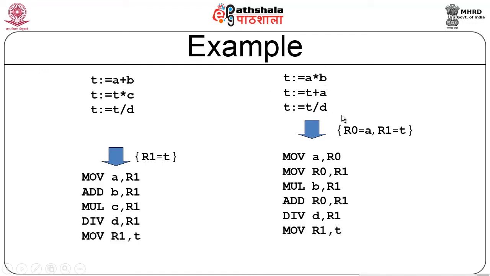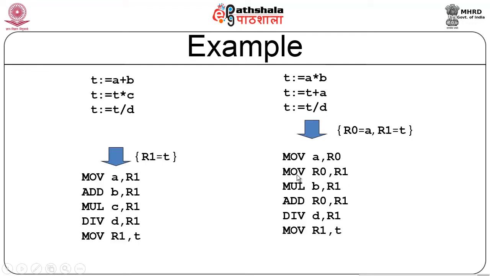So I have R0 as A and R1 as T. When I assign like this, I am preventing back and forth movement from register and to register. So what does it basically say here? Move A comma R0, move R0 comma R1, multiply B comma R1. Why is the move here? Because I have already said R1 will be T. So rather than using that as a separate one, I can basically compute it.